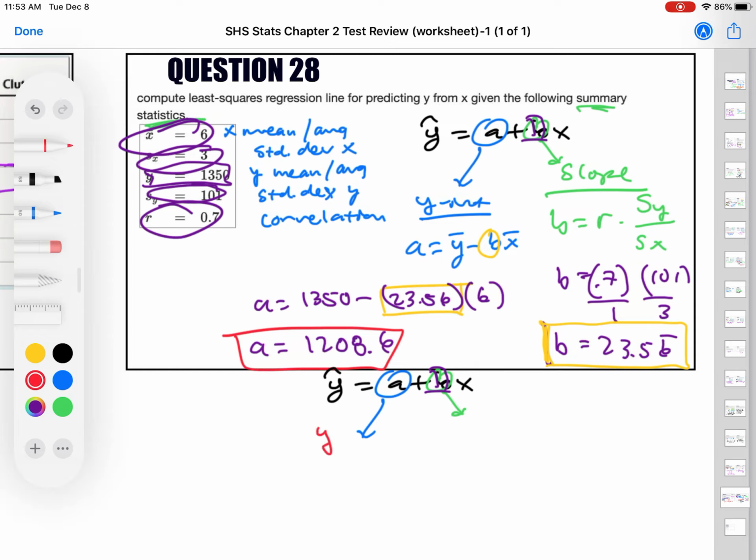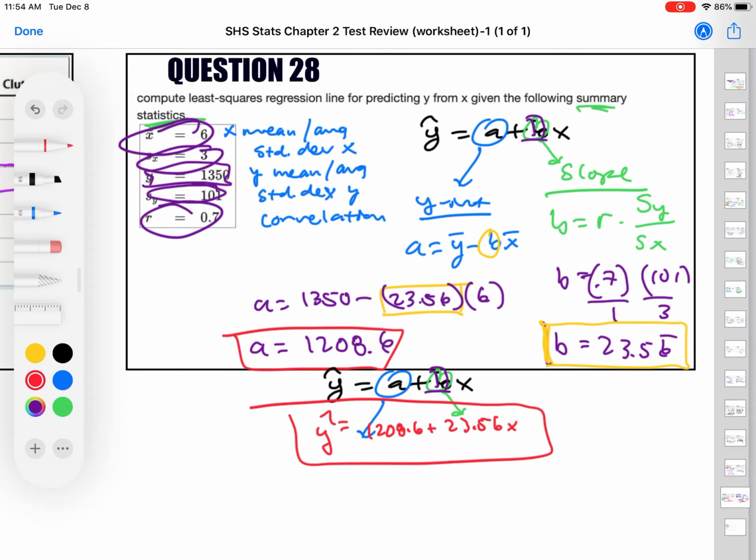So that would basically be y hat equals, in this case, this is my y-intercept, and the b value is my slope. Okay? So that is my equation.